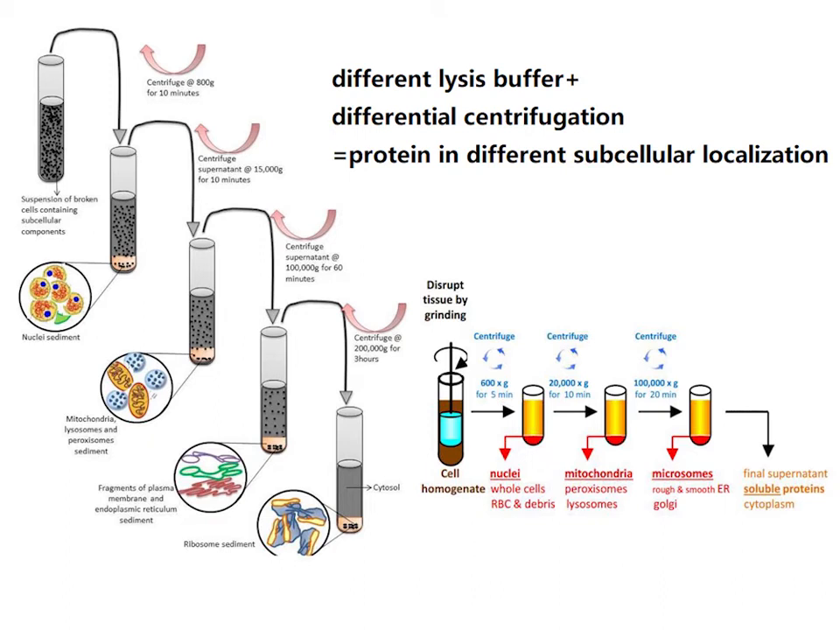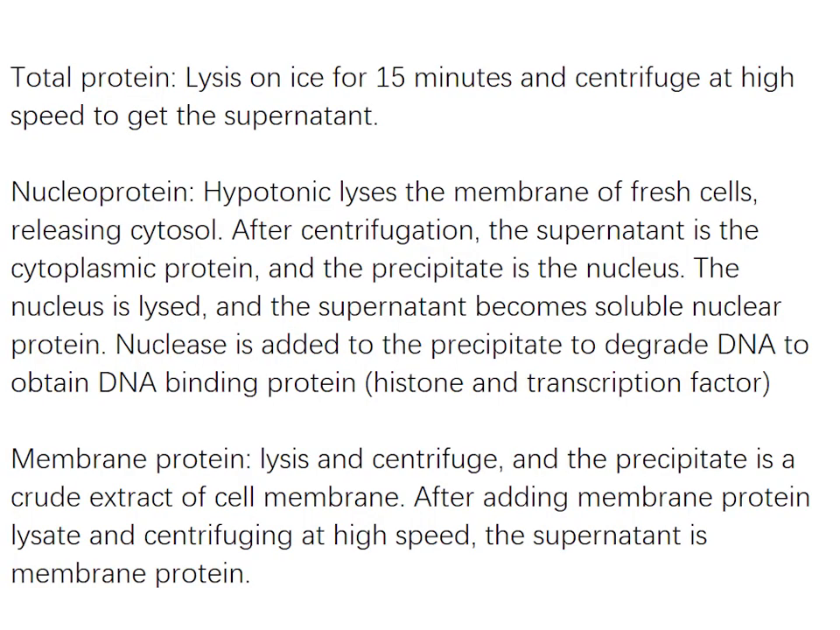This page shows that we can use different lysis buffer plus differential centrifugation to obtain proteins in different subcellular localization. Here is the principle for protein extraction in different subcellular location. We use different lysis buffers and centrifuge at different speed and different temperatures to get their supernatant or their precipitation. Important to mention, the uniformity of the sample ensures the repeatability of the subsequent experiments.